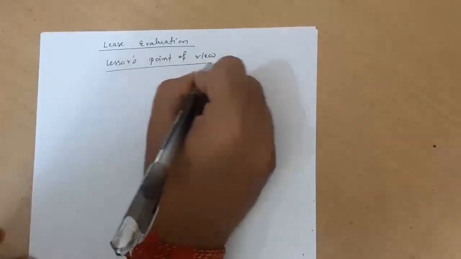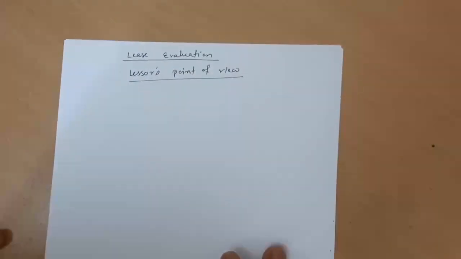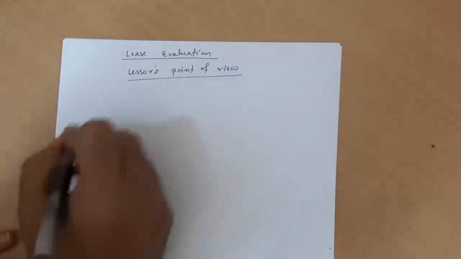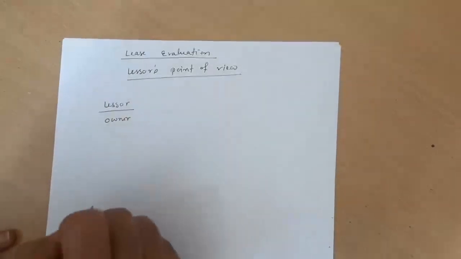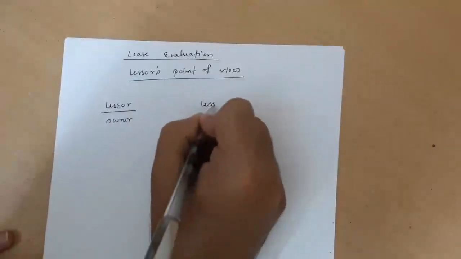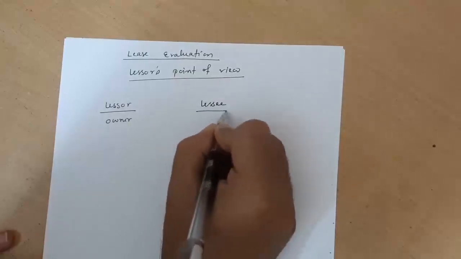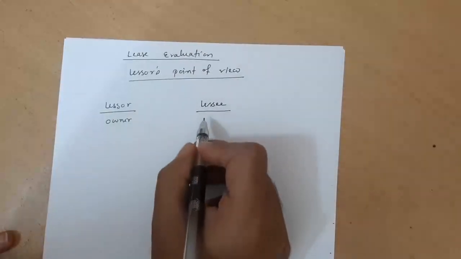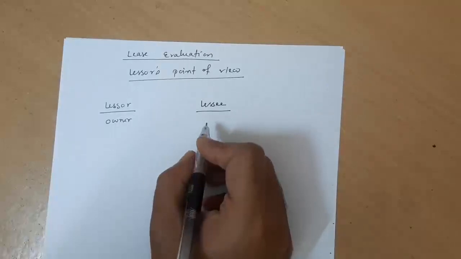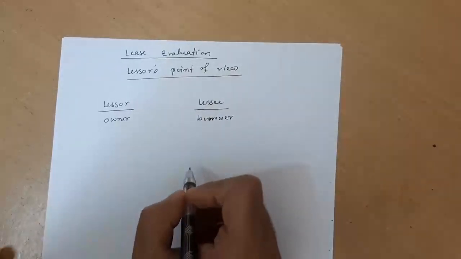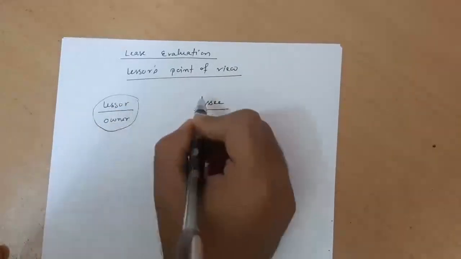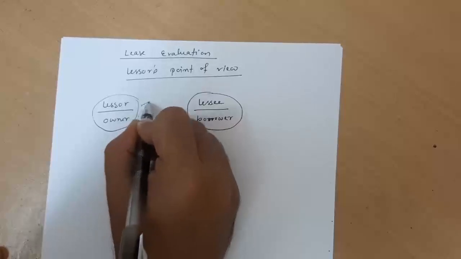So as you know, there are two parties in the lease. One is the lessor, the other is the lessee. Now, who is the lessor? Lessor is the owner of the asset. Okay, he is the owner of the asset, and the lessee is the person who does not possess or own the asset, but is in requirement of the asset. So he is going to borrow the asset. He is the borrower of the asset. So from the lessor, the lessee will borrow the asset. Okay.